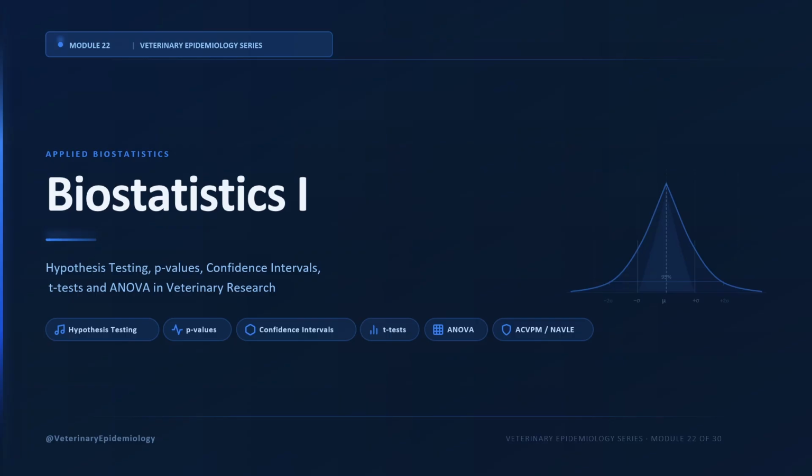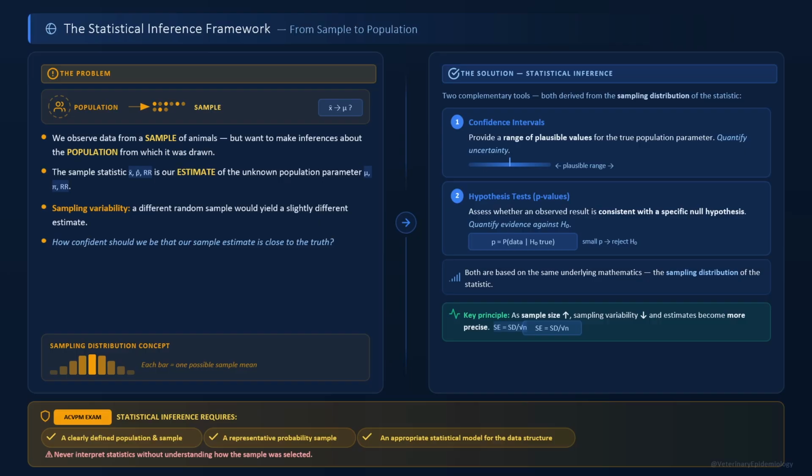Now, I know the word biostatistics can make people want to close the tab, but stick with me here. By the end of this module, you'll be able to pick up a research paper, understand exactly what the numbers are telling you, and spot when a study is being interpreted the wrong way. So let's dive in. Let's start with the big picture because everything else today flows out of this one idea.